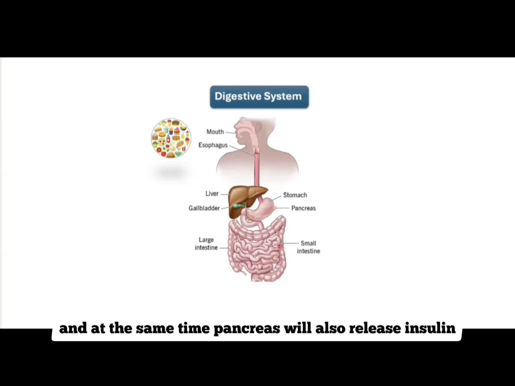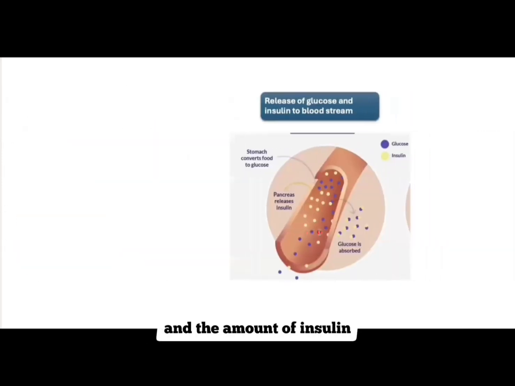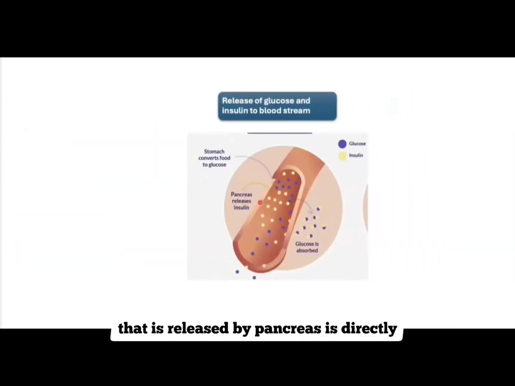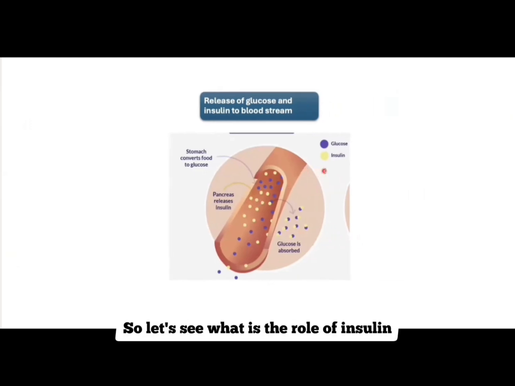And at the same time the pancreas will also release insulin. And the amount of insulin that is released by the pancreas is directly proportional to the amount of glucose that is present in the bloodstream. So let's see what is the role of insulin in uptaking of glucose.